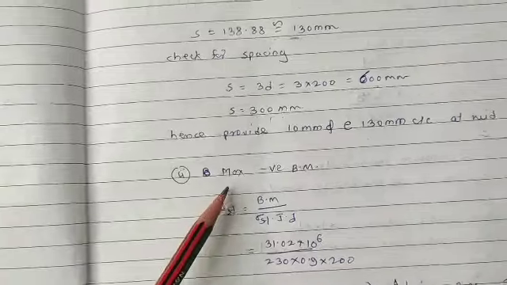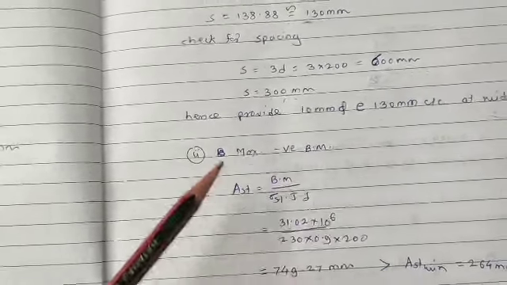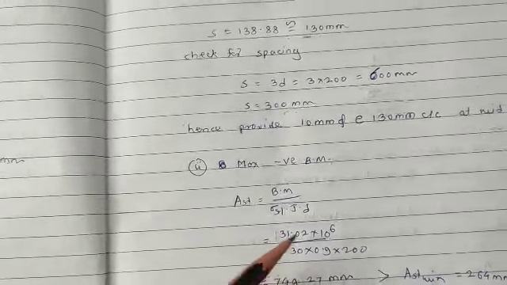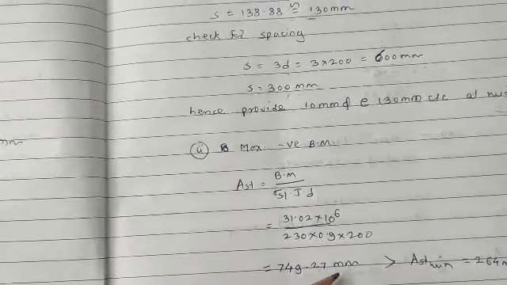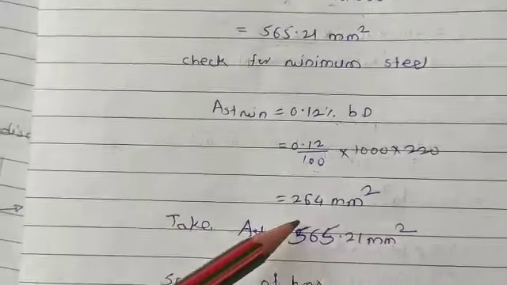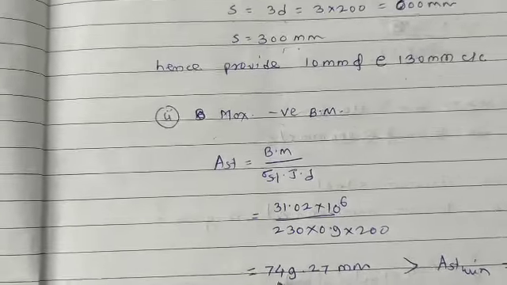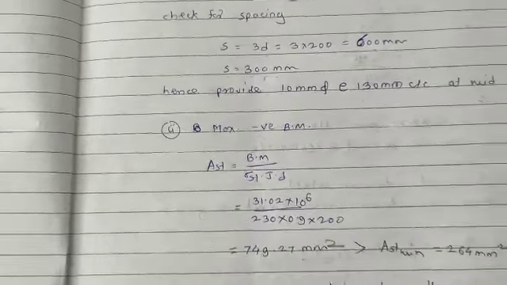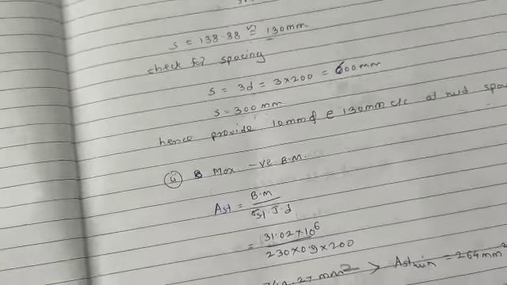The next one, steel along the shorter span for the negative bending moment. The formula for AST will be the same. Now I have to put the bending moment as 13.02 into 10 to the power 6. Again the design constants are the same. After simplifying this, we are getting the area of steel equal to 749.27. The area of minimum steel we have already calculated as 264. So whatever area of steel we are providing, that is 749.27 millimeter square, which is greater than the AST minimum. So you have to provide this one.